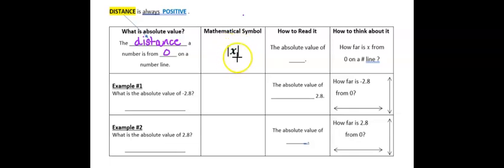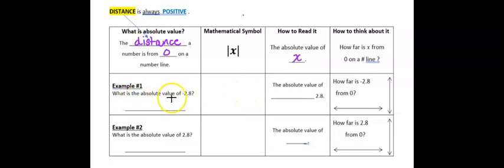And absolute value symbols are these two straight bars. If you saw these bars, you would say, hey, that's the absolute value of x. And again, those absolute value symbols help us to keep our distance positive. It's how far is a number from 0 on a number line. And that's how you want to think about this. If you see these symbols, you're thinking about how far some values are from 0 on a number line.